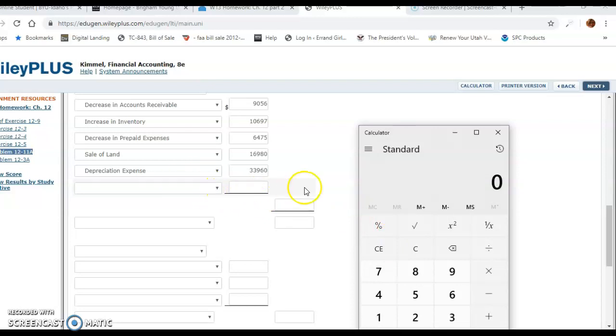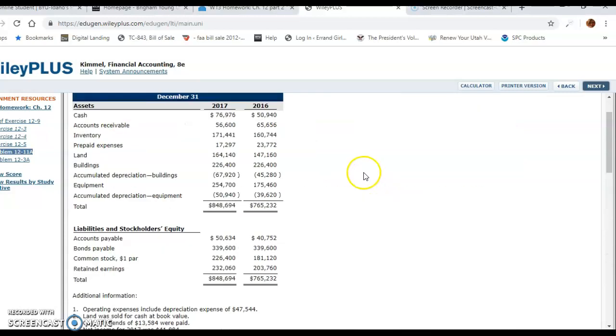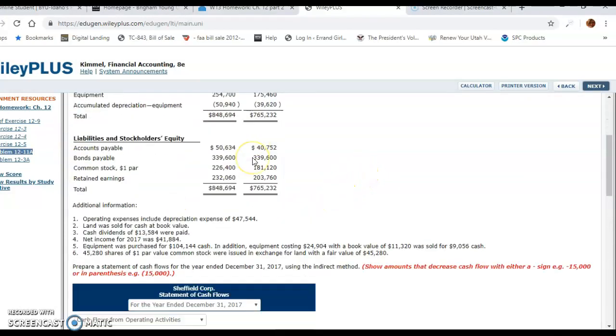Okay, so I have something else I need to put here. Not sure what it is yet. Let's look up here. It may be cash, and it may have something to do with the cash. Because it talks about cash dividends.